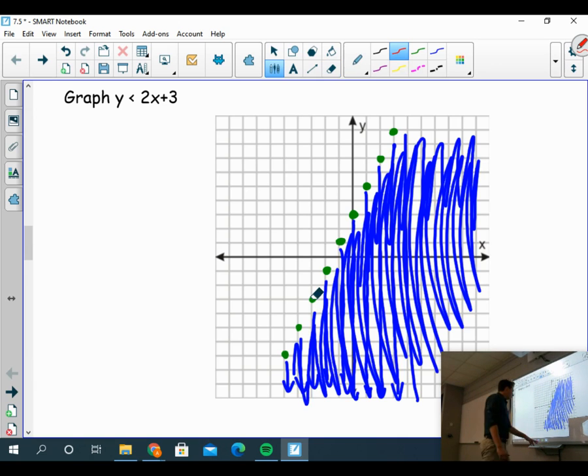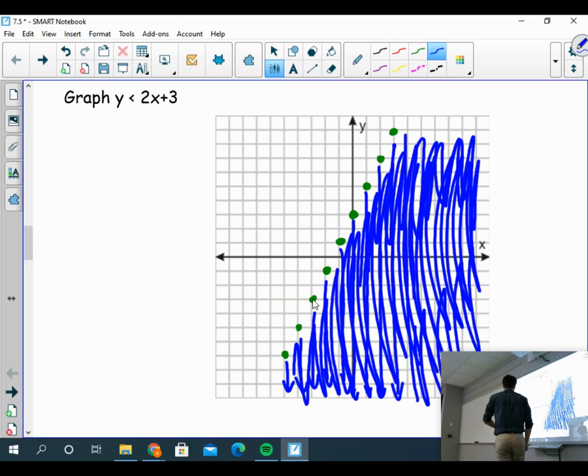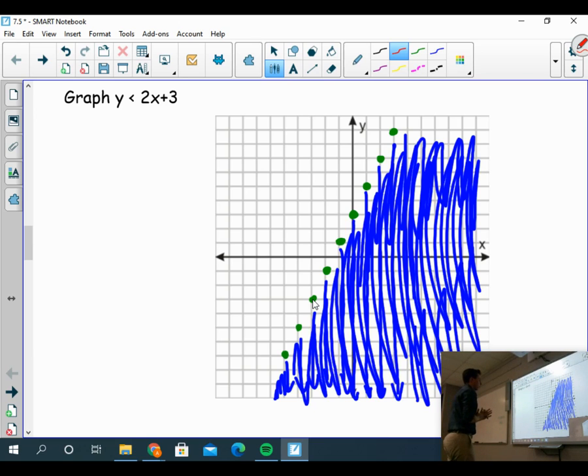So it's all of these points below the line, broadly speaking, all the points below the line y equals 2x plus 3, which you can see outlined in green, that will make up the graph of y is less than 2x plus 3. Now the question is, all the points below the line will make up the graph for y is less than 2x plus 3, but what about points on the line?